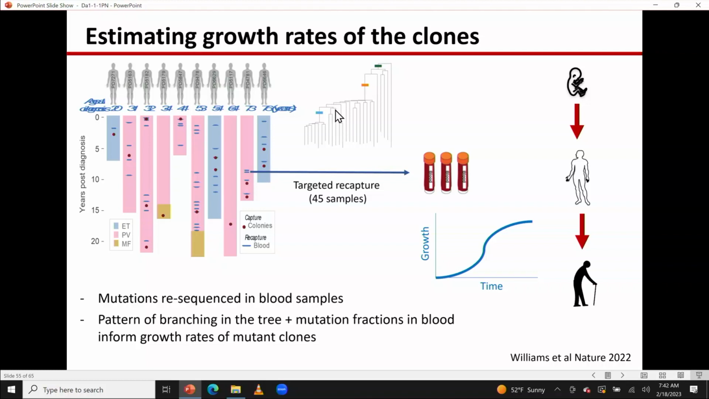Are those little splits in the tree happening really quickly, or are they happening really slowly? Because that tells us whether the clone is growing slowly over 50 years or whether it grew really quickly.